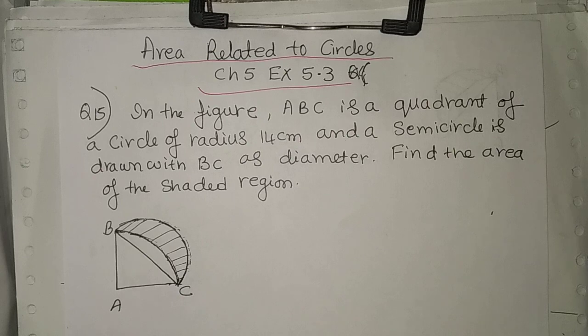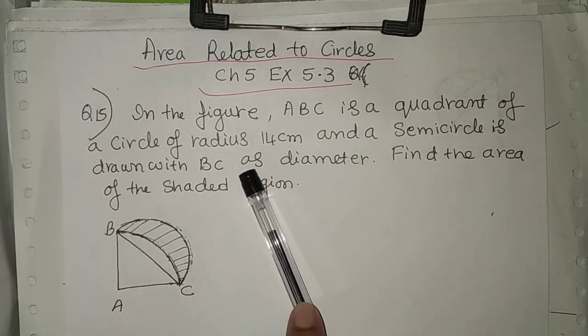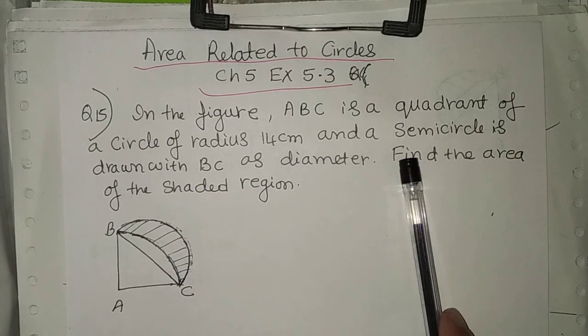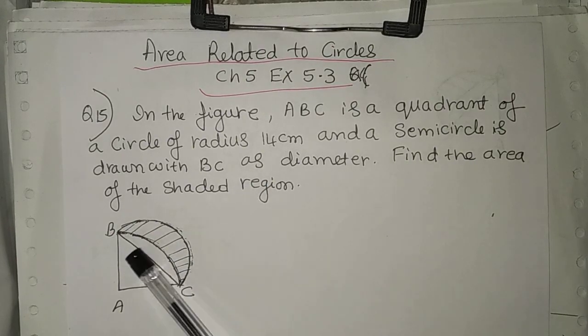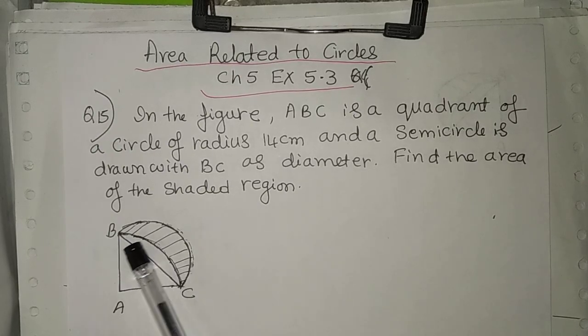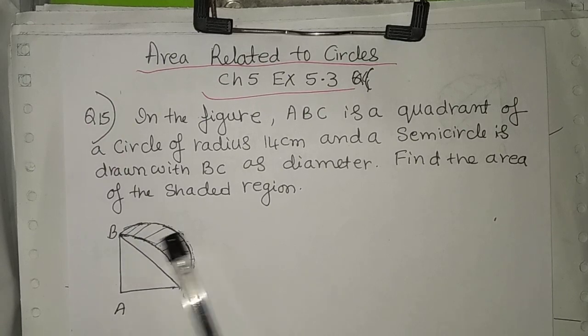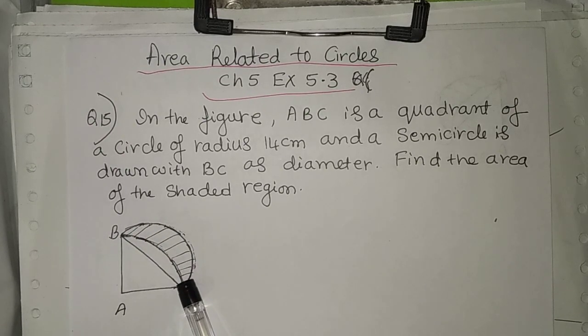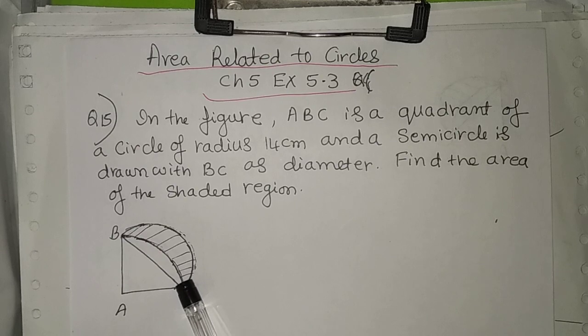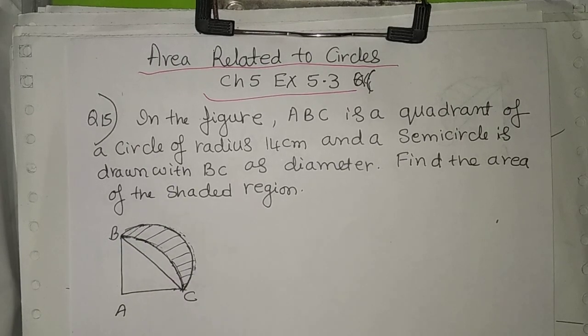The problem given is: in the figure, ABC is a quadrant of a circle of radius 14 centimeters and a semicircle is drawn with BC as diameter. Find the area of the shaded region. So this is a quadrant here. ABC is a quadrant and a semicircle is drawn here, and BC is the diameter. So we have to find out the area of this shaded region.